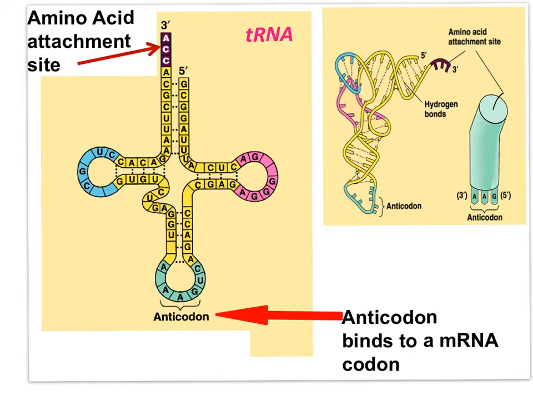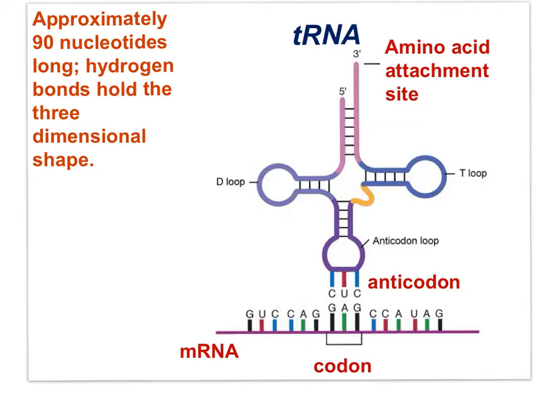The anticodon is complementary to the codon on the mRNA, ensuring the proper positioning of the amino acid in the growing polypeptide. Here is another schematic diagram of tRNA. Hydrogen bonding holds the 3-dimensional shape of the molecule. You can see where the amino acid is attached at the 3' end, and this image nicely shows the relationship between the codon and the anticodon. The codon-anticodon relationship ensures the proper amino acid comes into place in the synthesis of the polypeptide.